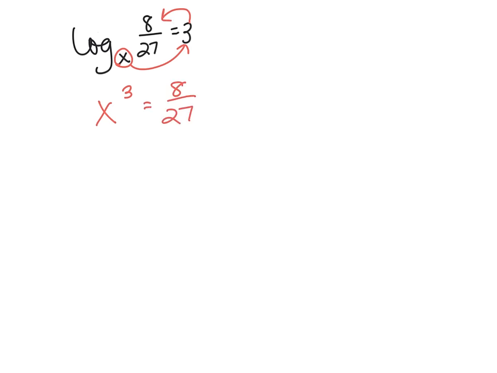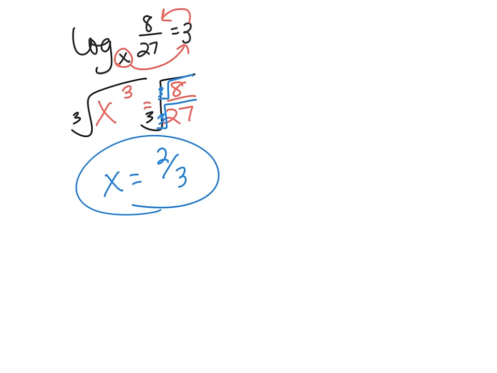And now from here, to get rid of a cube, we just take a cube root of both sides. When you take a root of a fraction, you just split it up to be the cube root of the top over the cube root of the bottom. So we get x equals 2 over 3. And that's it.